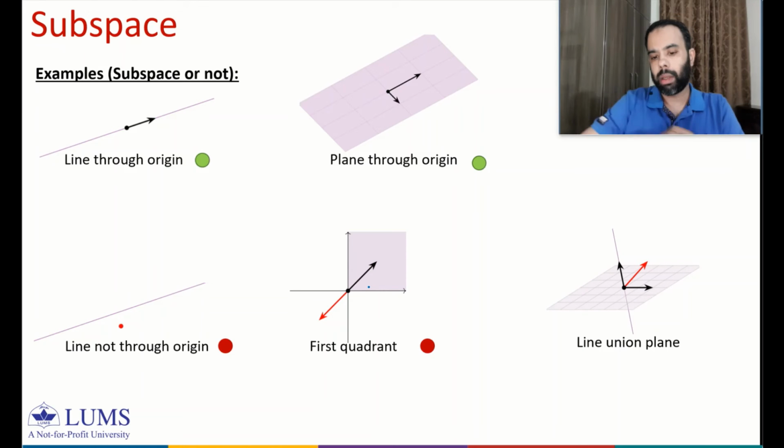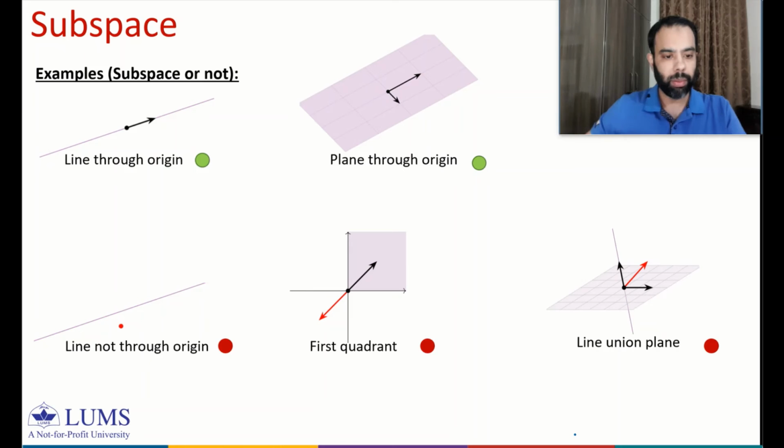What about this? A union of line and plane. So we said line is a subspace. We said plane is a subspace. What about the union of line and plane? Obviously, this is not a subspace because we take this vector that's on the line, and this black vector that is on the plane, and you get this red vector, which is not part of the set. So we say therefore this is not a subspace.